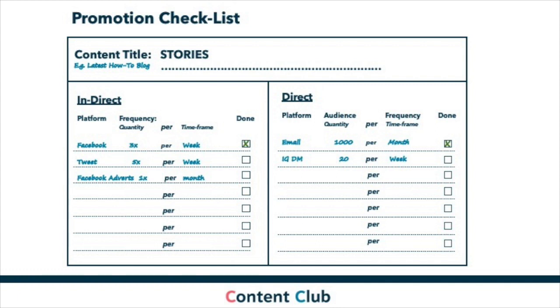The next side of the list is the direct stuff. That's when you're actually sending it straight to somebody. The really obvious one to go for here is email. If you've got an email newsletter or something, are you sending out that weekly, monthly email newsletter? And are you including that blog in it, and asking people to read it? Who are you sending it to? How many people are in that contact list? And how often are you going to send it?